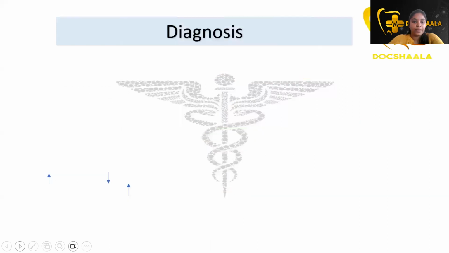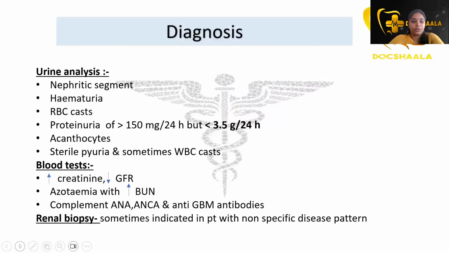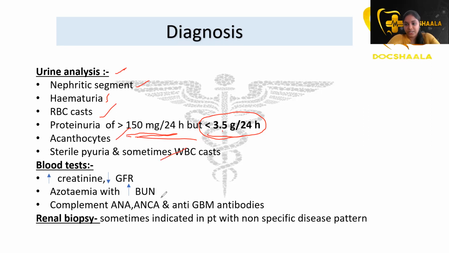Then coming to the diagnosis. First of all, we have to analyze urine. In urine analysis, nephritic sediment is seen, hematuria, that is blood in the urine, RBC casts are seen, and proteinuria of more than 150 milligrams per 24 hours but less than 3.5 grams per 24 hours. The range is 150 milligrams to 3.5 grams of protein. Acanthocytes and sterile pyuria, and sometimes WBC casts may also be seen in the urine.